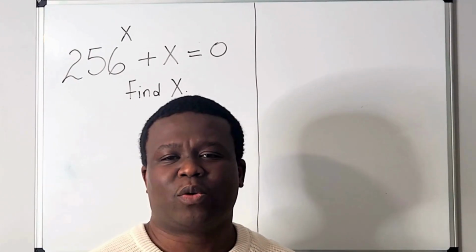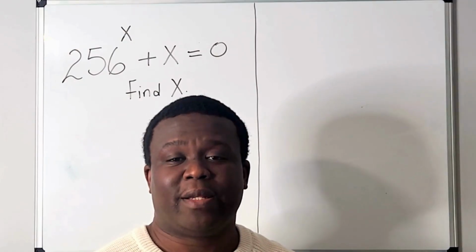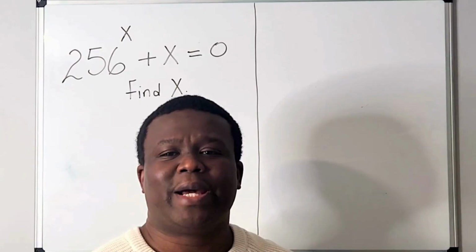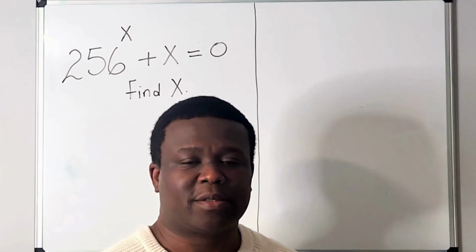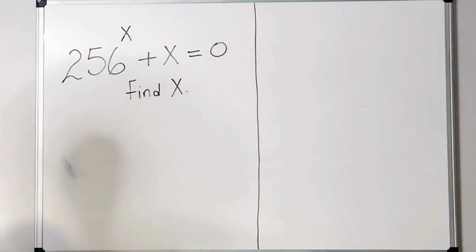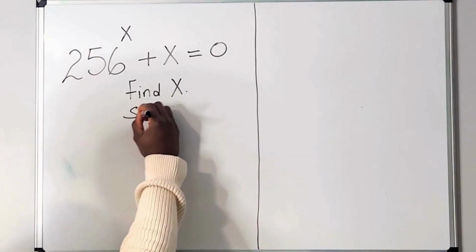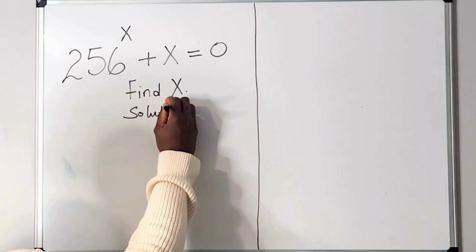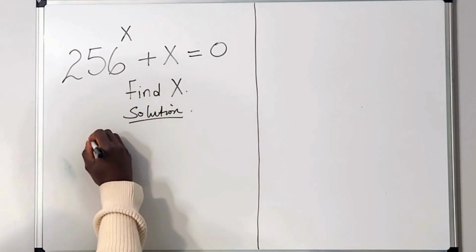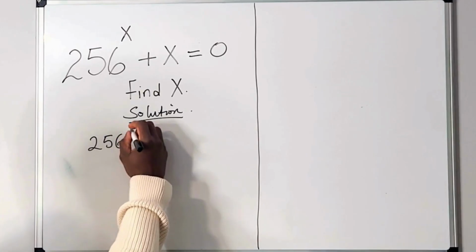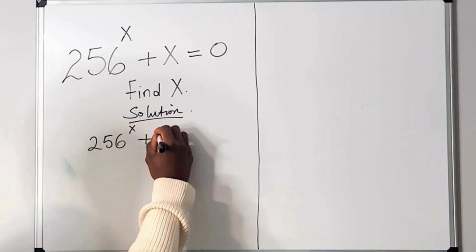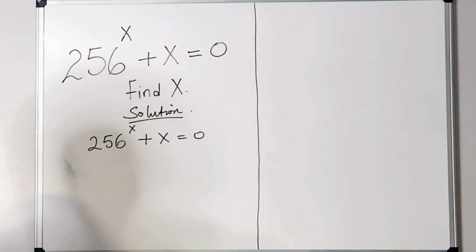We have an exponent question on the board and we're supposed to find the value of x. Let us go ahead and solve for the value of x. So in this question, we have 256 raised to the power x plus x equals 0.